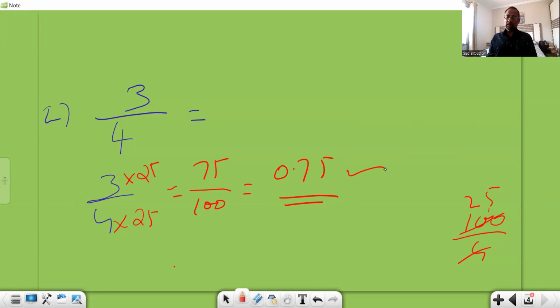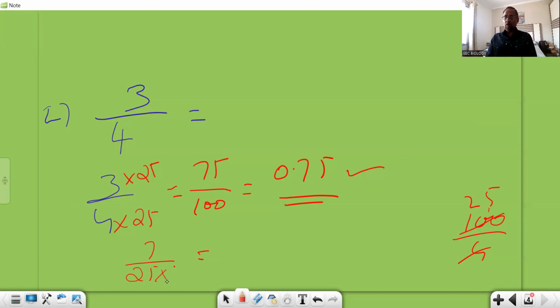Is it correct? Yes. Suppose here 7 by 25. How can we make this 7 by 25 into a decimal? Same method you can follow, what I told: make the denominator 100, 1000, like that. I can make this 100, I think so.